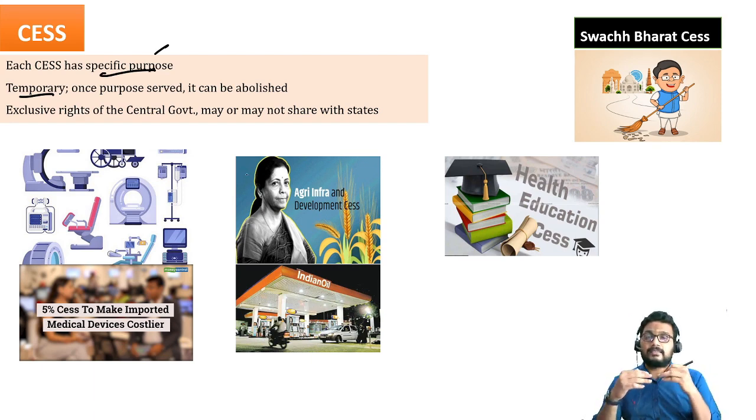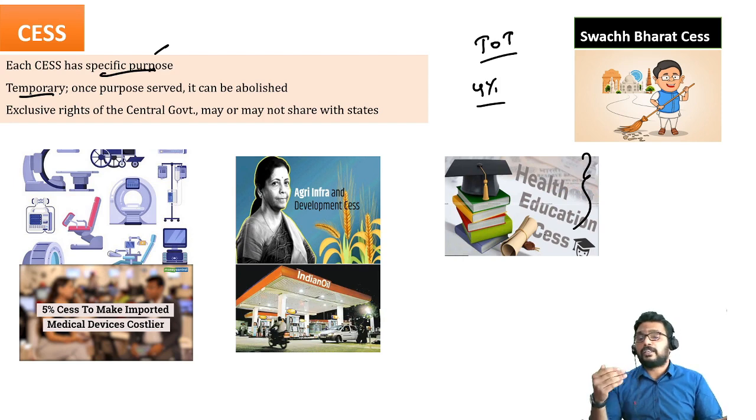Now, cess and surcharge put together, the central government has exclusive rights; whether they share with the state governments or not is completely an opinion of the central government. So government has come up with different cesses like Krishi Kalyan cess, agricultural cess, health and education cess, Swachh Bharat cess. These are again tax on tax. When you pay income tax, you will be paying 4% health and education cess. If you dine in a hotel, you will be paying Swachh Bharat cess.